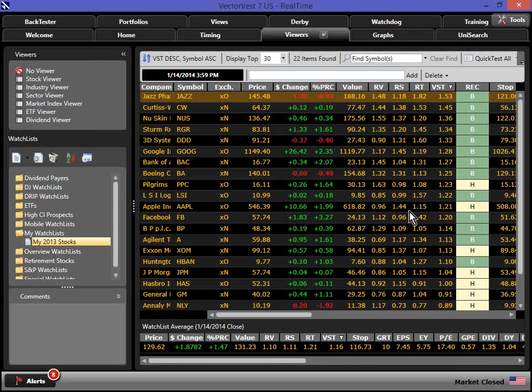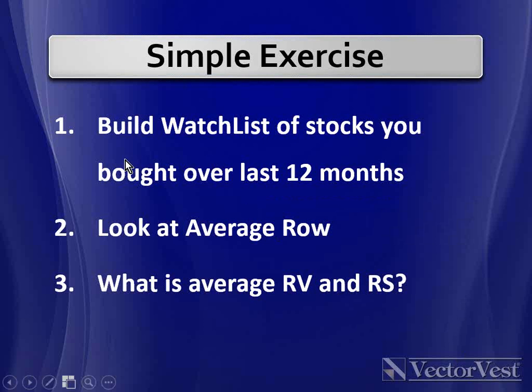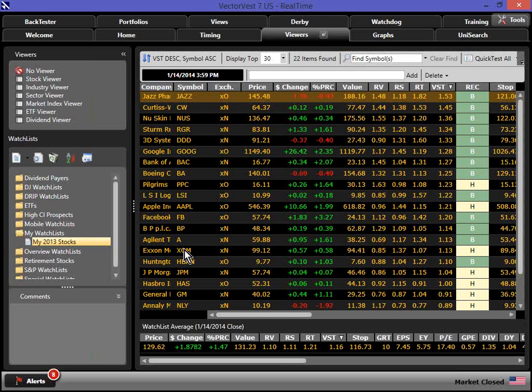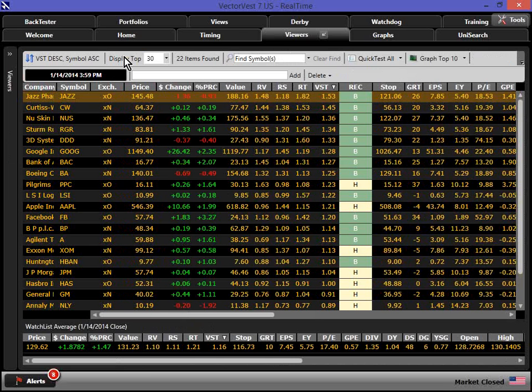So we've built our watch list, right? And let's go back to what our slide said. We built a watch list of the stocks that we've bought over the past 12 months. We're going to look at the average row at the bottom, and we're going to determine what the average RV and RS are. All right, so let's go back to our watch list. So here's our watch list, and I'm just going to minimize this left-hand side. There we go. So here's our stocks. Okay, I'm not going to go through all the parameters going across the top. Let's just look down here.